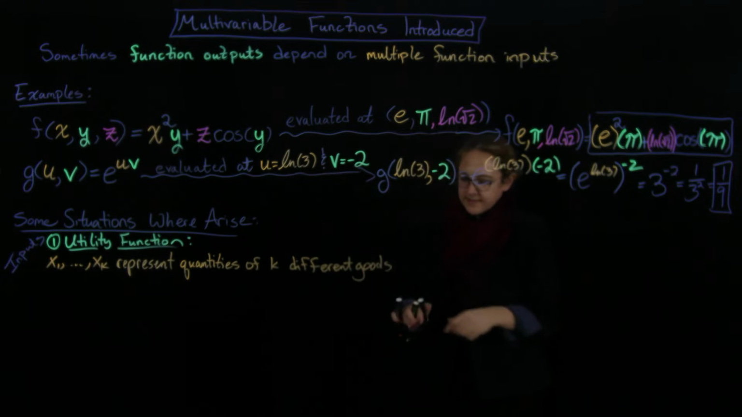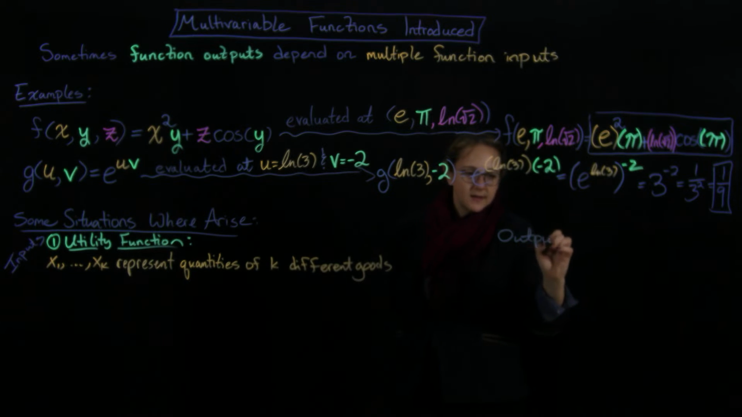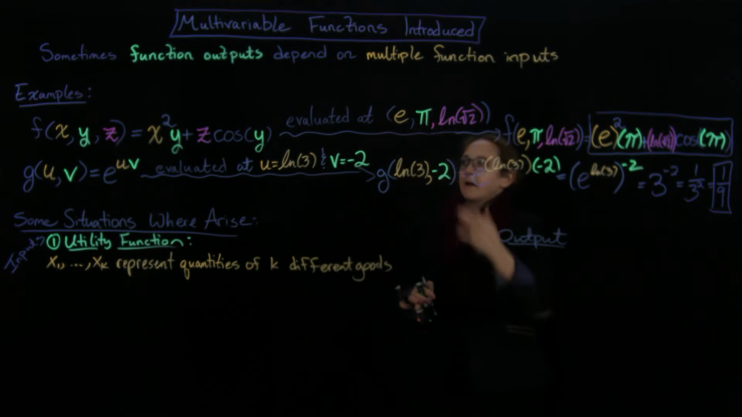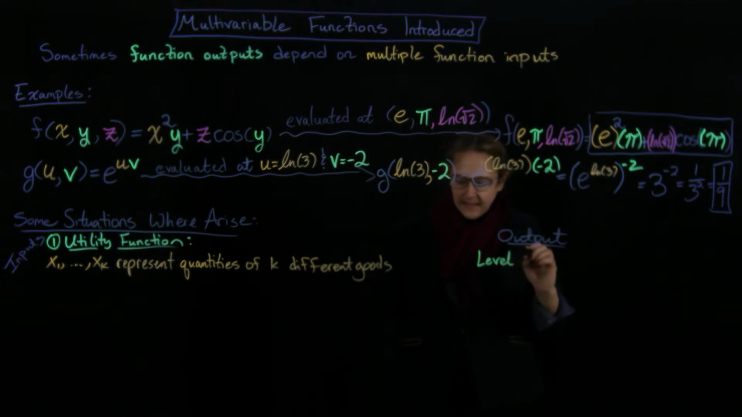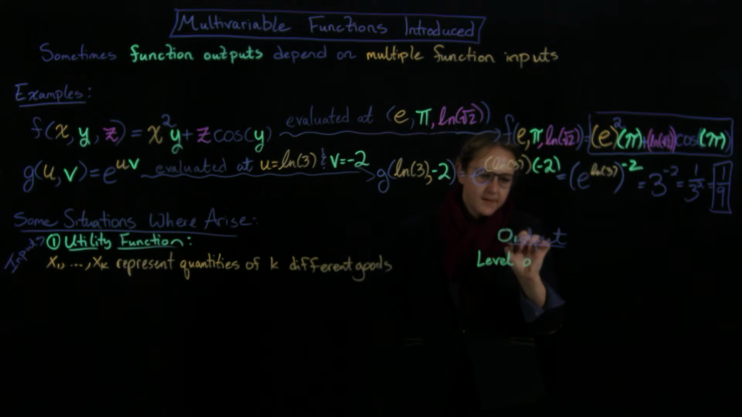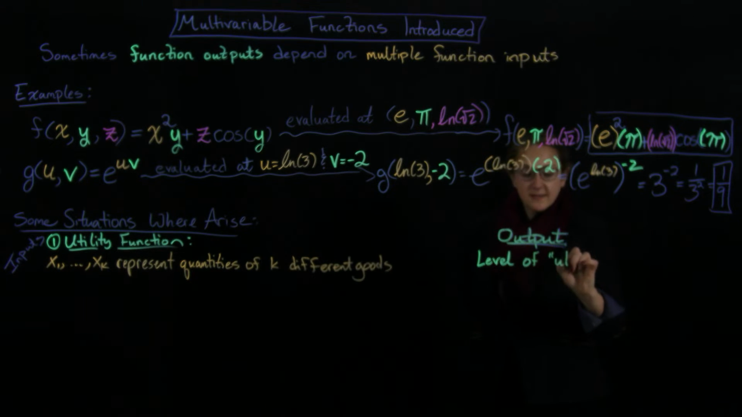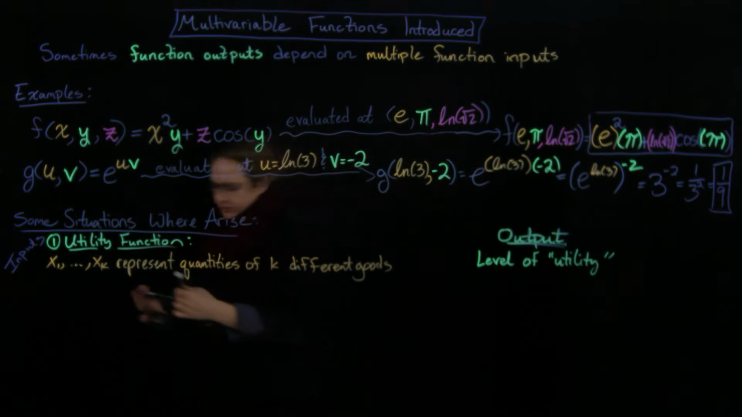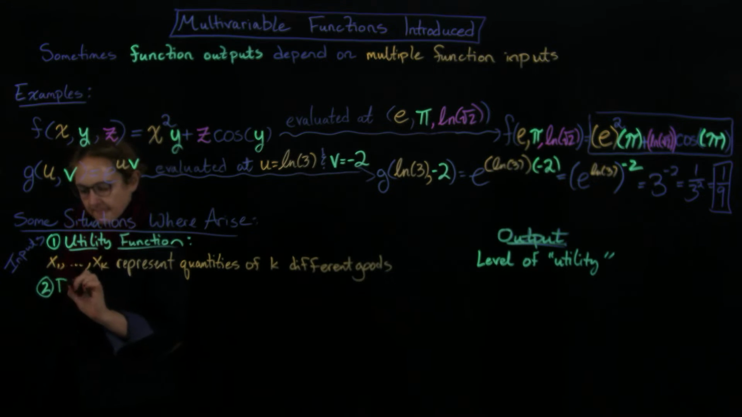And then I'll list all my outputs over here. My output in this circumstance is going to be the level of utility. I'm going to write these in green, even though sometimes that's also one of the inputs. So this is the level of utility, and there's a function that would compute that for you. Another one is going to be the production function.